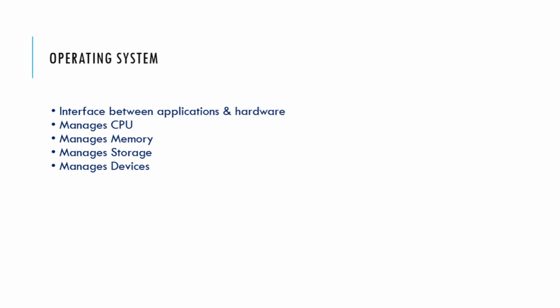At the bottom, we have the hardware. The hardware includes what? The CPU, memory or RAM, the storage devices like SSD or HDD, keyboards, mouse, printer, and other input output devices. So these are the physical components of the computer.